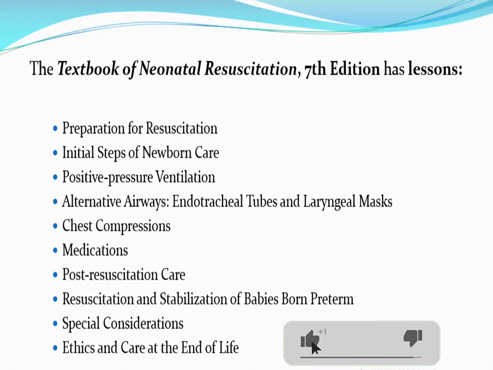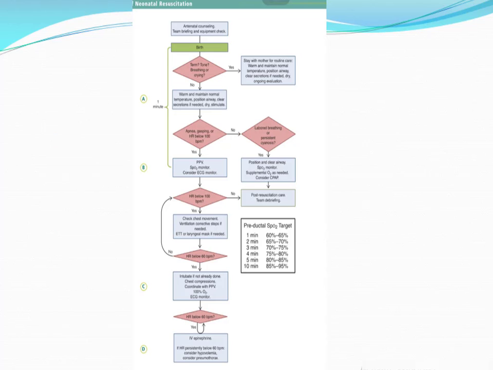The textbook of Neonatal Resuscitation has many lessons, including preparation for resuscitation, initial steps of neonatal care, positive pressure ventilation, alternative airways, chest compressions, medications, post-resuscitation care, resuscitation and stabilization of preterm babies, special considerations, and the ethics and care of babies at the end of life. And this is the neonatal resuscitation algorithm 2015, the most recent one.